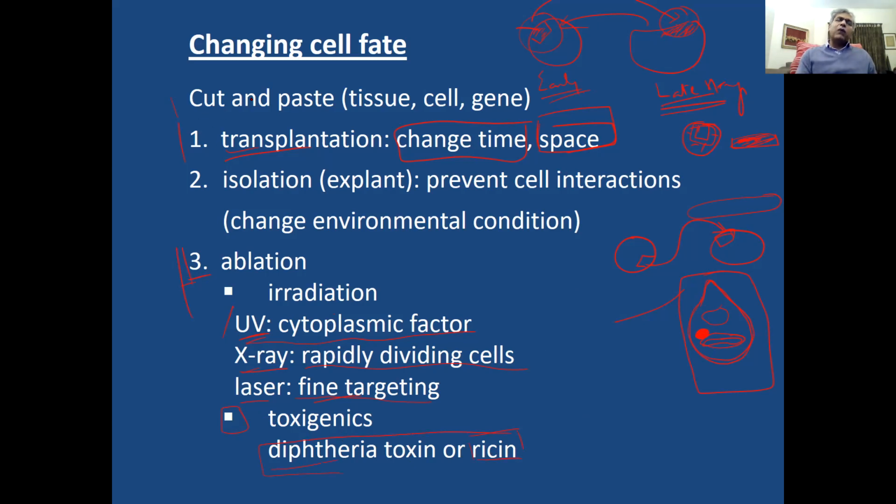So all these stuff, very simple tool, cut and paste, isolating cells out of its natural environment, or ablation. You are basically trying to see development of cells into a specific fate, and whether by maneuvering with the environment or space and time of these cells which are being manipulated using these tools, all these three strategies, whether you can convert one kind of cell to another kind of cell.